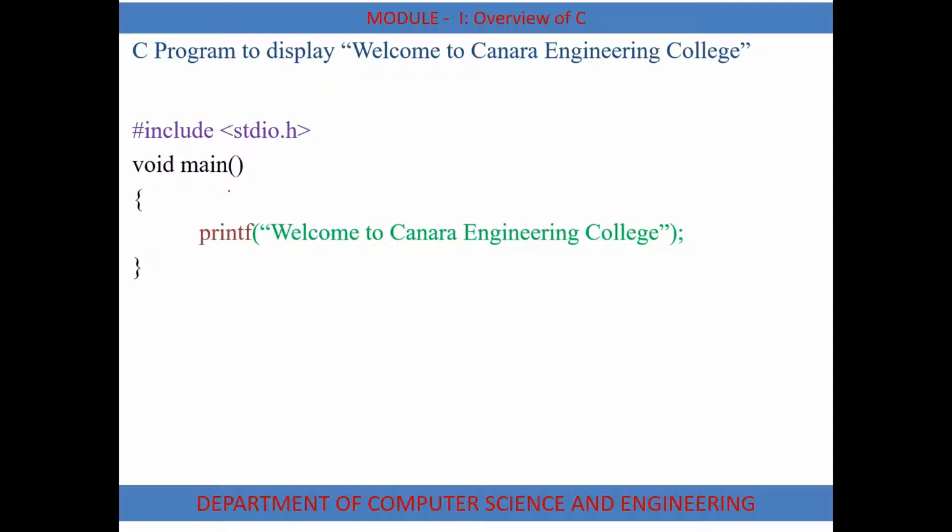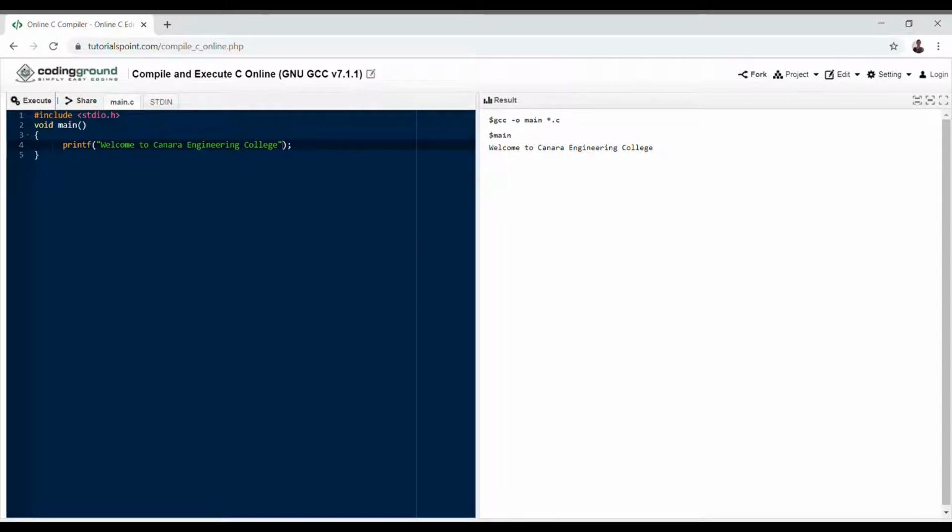Now we want to display Welcome to Canara Engineering College. In order to display this, we have used the output function printf, within parentheses and in quotation marks, Welcome to Canara Engineering College. Let's see the output of this program. Here I have used an online compiler to execute this C program. This is the output of this program, that is Welcome to Canara Engineering College. Whatever we have written within the double quotes is displayed on the screen.